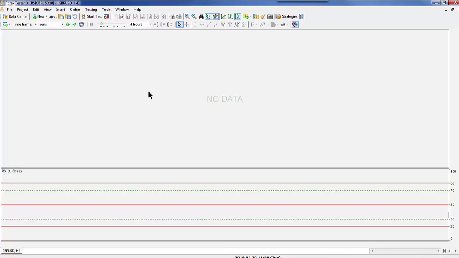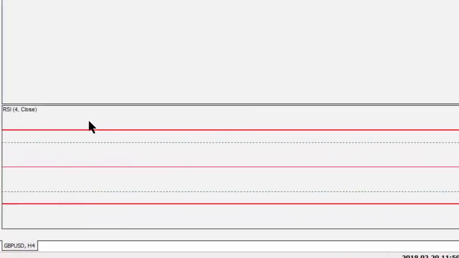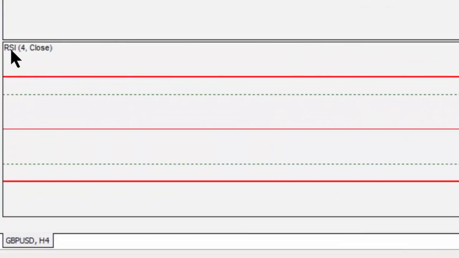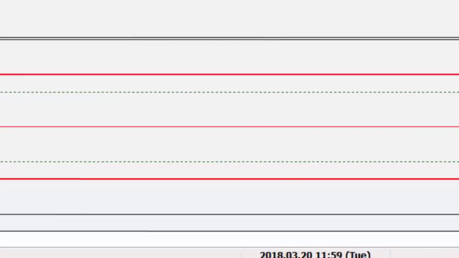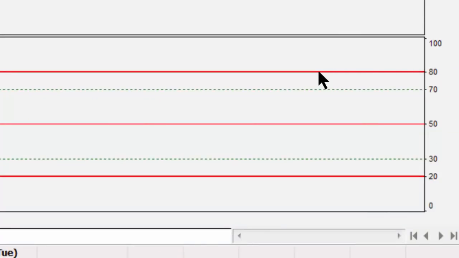What I like doing is starting the test a few weeks earlier than I really want to, because you've got to give the indicators that you use a little bit of time to build up. Also, I have the RSI loaded on this chart. It is set for 4 on the close. I have levels of 80. The 80 is for overbought. The 20 is for oversold. The midline is the 50 line.